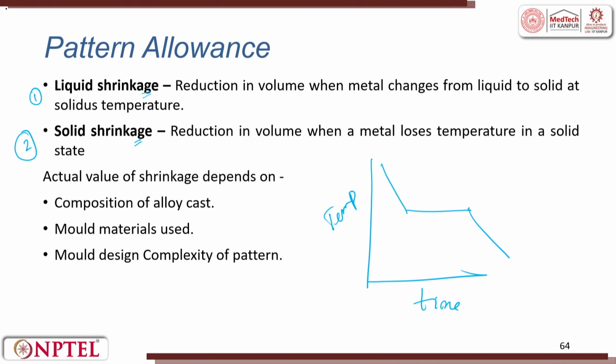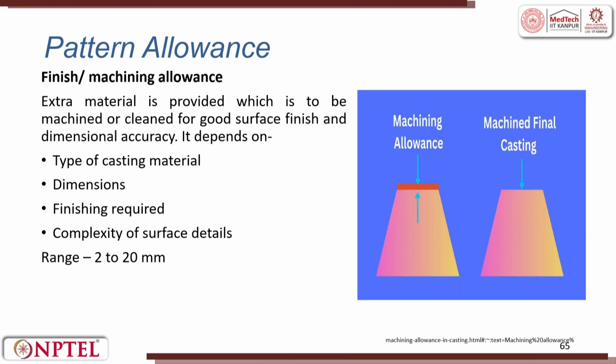Actual volume of the shrinkage depends on the composition of the alloy, the mold material and the complex design of the pattern. So, there is also a machining allowance which is given. You have now made a taper in the pattern, so in the mold you will get a taper. Now, in reality it might be a straight part, so we have to remove this material. When we remove this material, we should also have some holding of this part. So, those things are considered and given in the pattern itself.